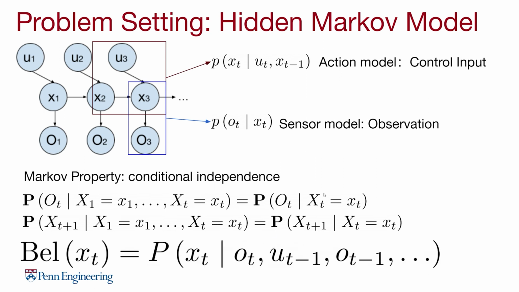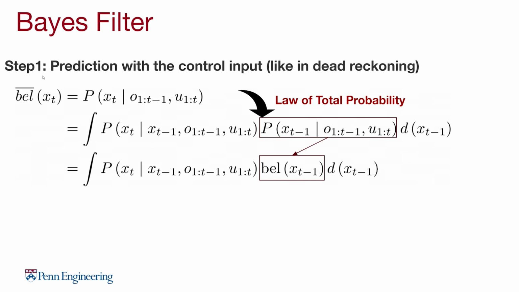In our case, the action model tells us how to use the control input, and the sensor model tells us how to combine the observation. We will break down our mission for the Bayes filter into two steps. Step 1, use the action model to do the prediction, and step 2, use the sensor model to do the correction. So the first step is the prediction with the control input.